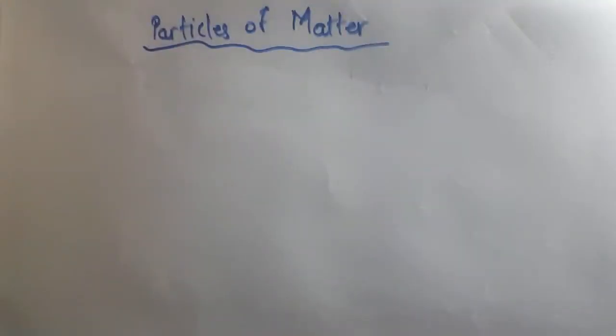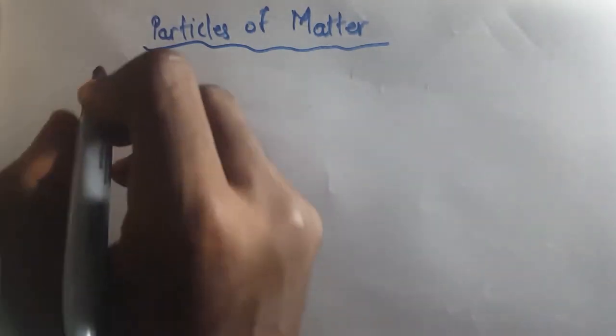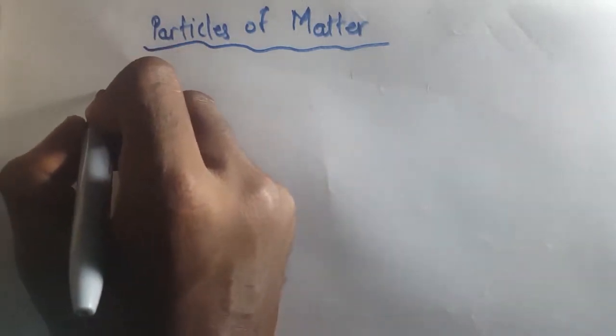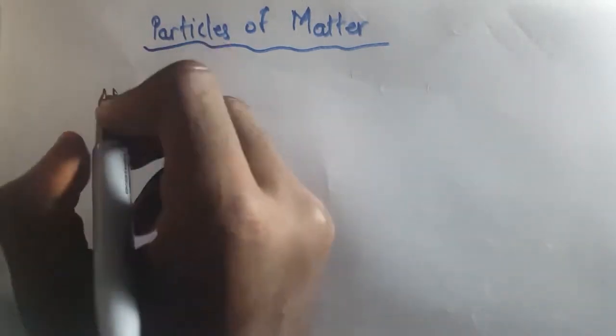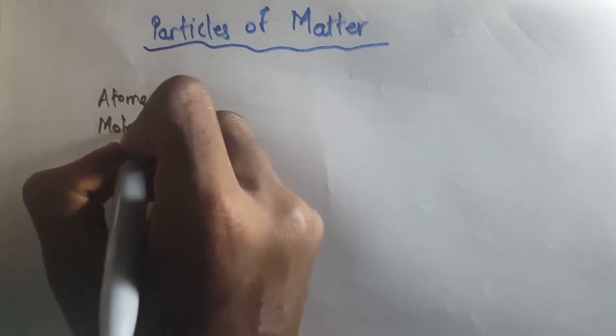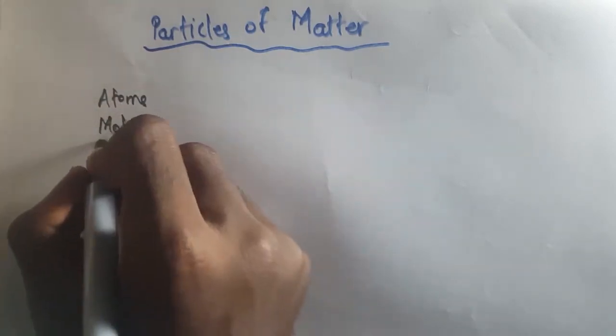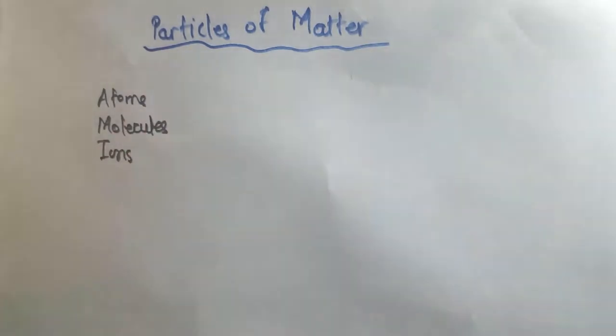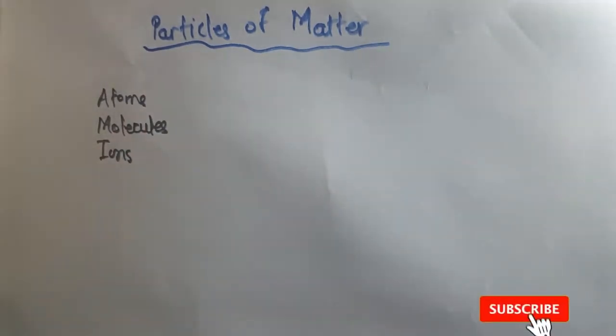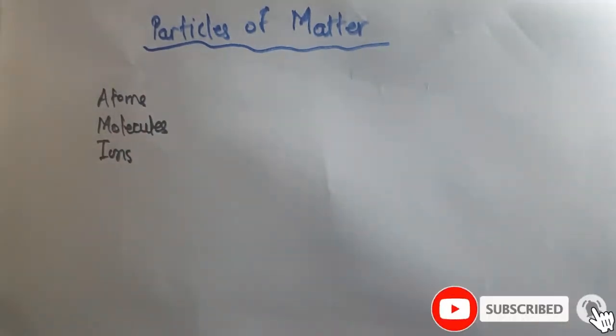Okay, now we are looking at particles of matter. We just looked at what matter and elements are. We said that elements form part of the matter, but elements are made up of smaller kinds of atoms. So now we are going to look at particles of matter, and these particles of matter are atoms, molecules, and then ions.